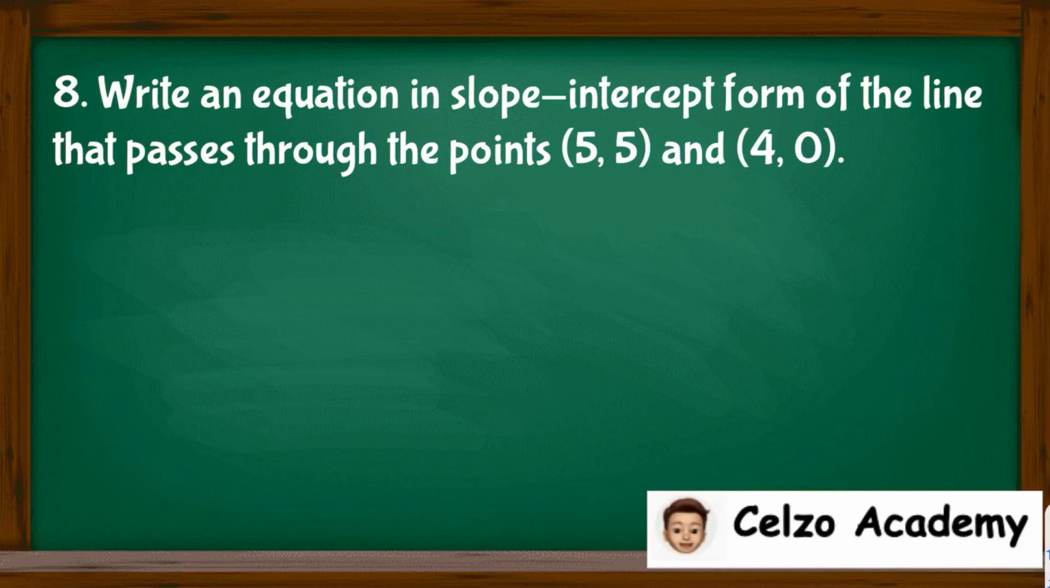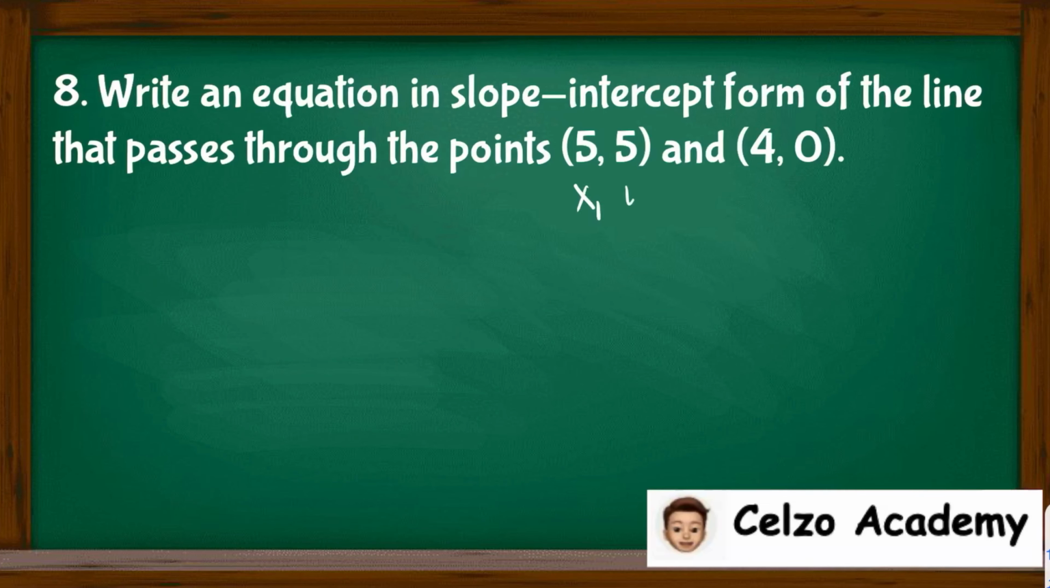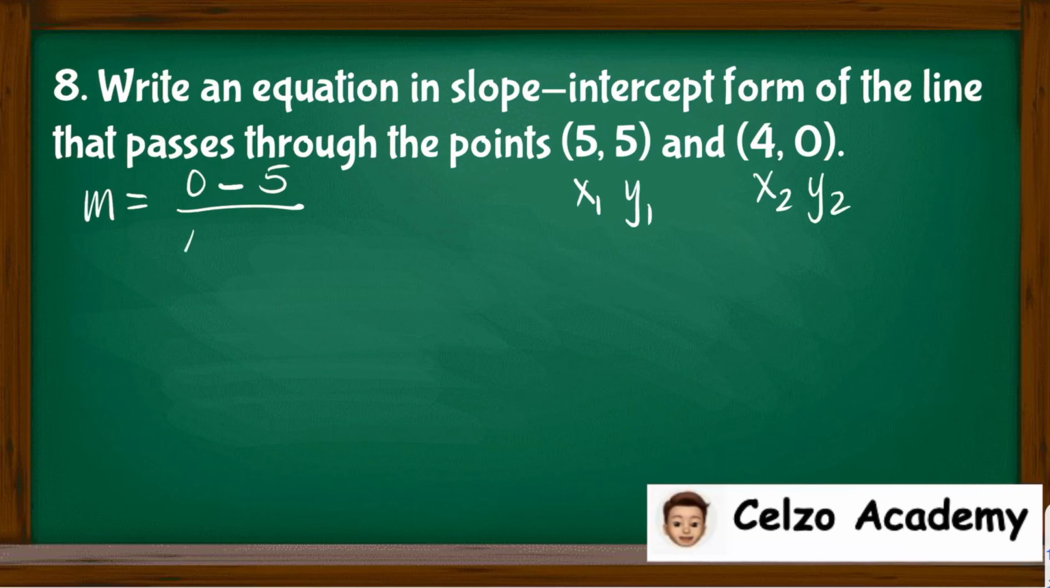Question number 8. The line passes through the points (5, 5) as our x1, y1, and (4, 0), our x2, y2. Let's solve for the slope m. y2 is 0 minus y1 is 5, divided by x2 is 4 minus x1 is 5. So the slope here is equal to -5 over -1. And this means the slope is positive 5.